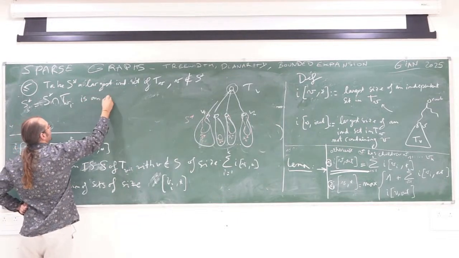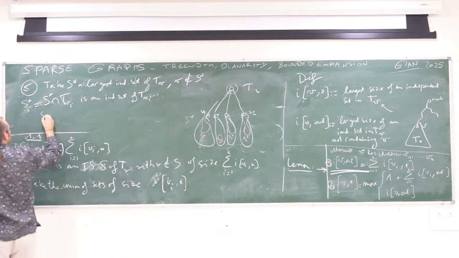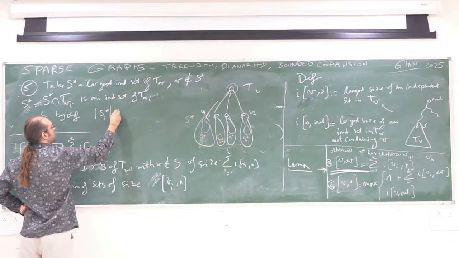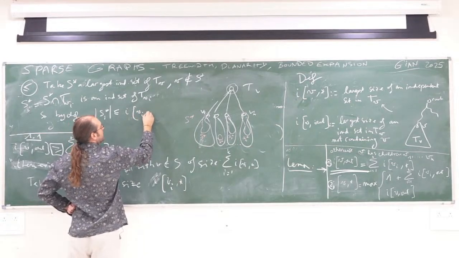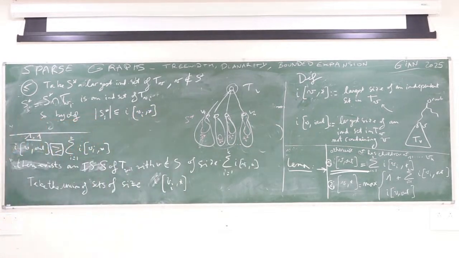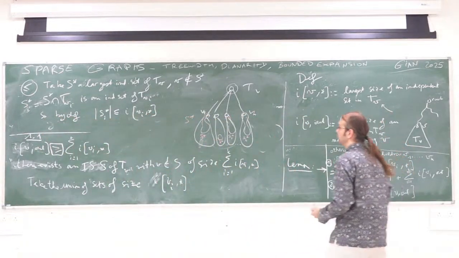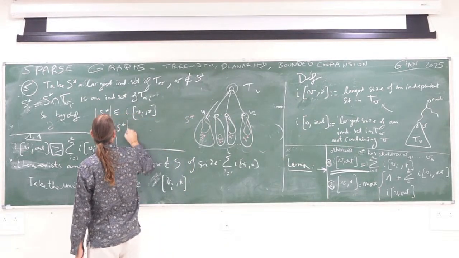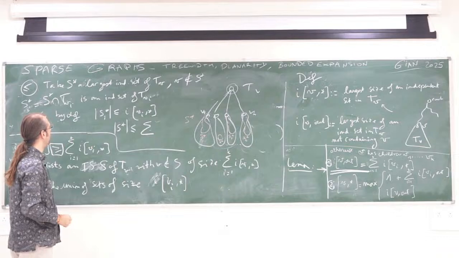It is an independent set of my subtree. So by definition, the size of S star is at most the sum. Of course, S star is the union of these, so the size of S star is at most the sum.